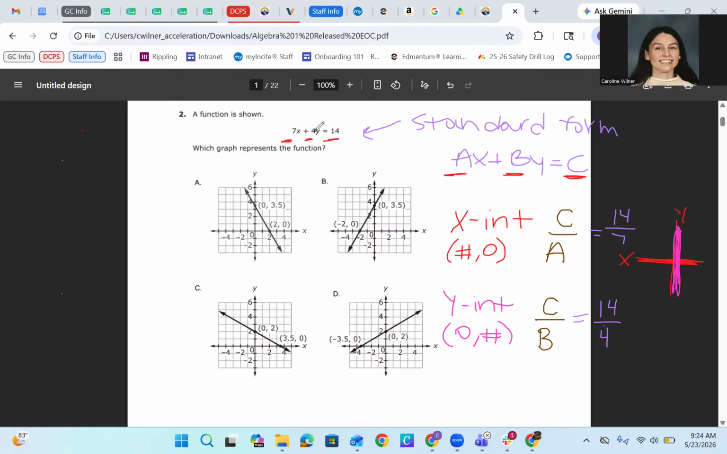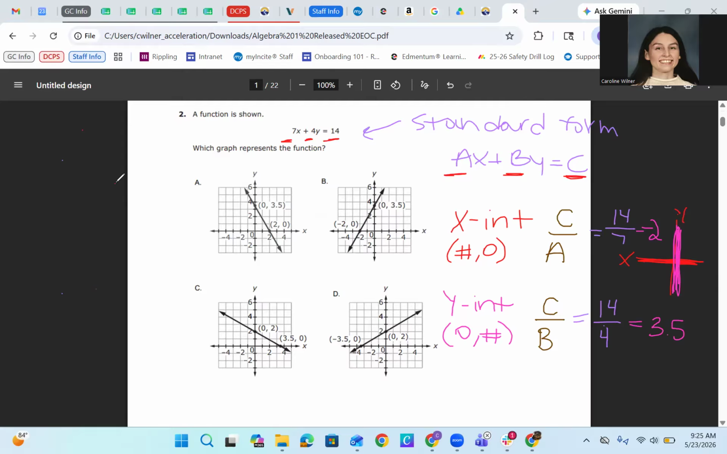Again, you will have a calculator. So when you have these fractions, don't just guess, type them into your calculator. Fractions are division. So with that top one, 14 divided by 7 is going to be equal to 2. Now with the bottom one, 14 divided by 4, it is not a perfect number. It is a decimal. It is 3.5.